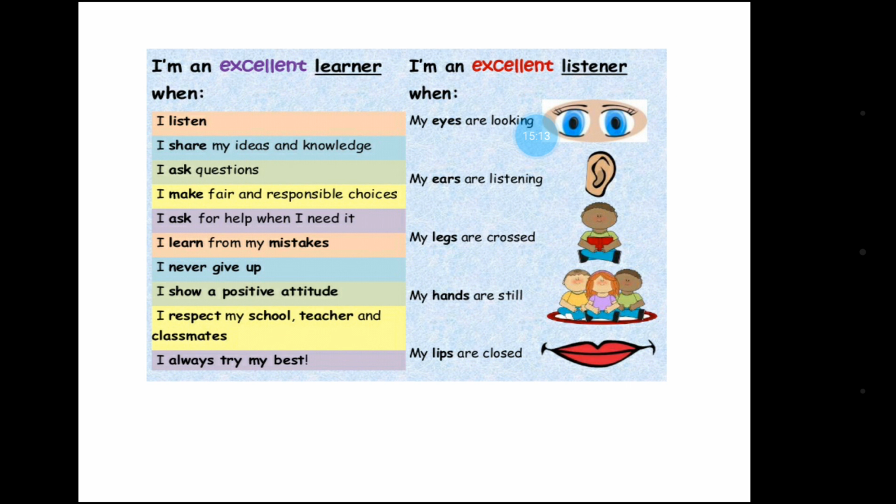So, I am an excellent listener when my eyes are looking. Look here, the child who is gifted completely engrosses himself or herself when listening. My eyes are looking, during listening to knowledge I ask questions, my ears are listening. Eyes are looking, ears are listening, legs are crossed, my hands are still, my lips are closed.